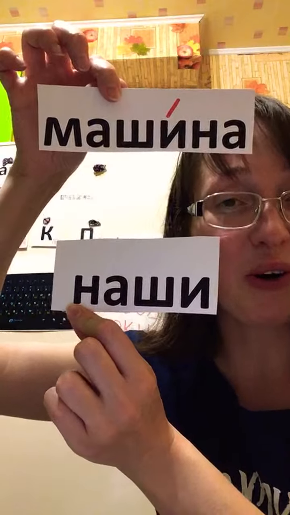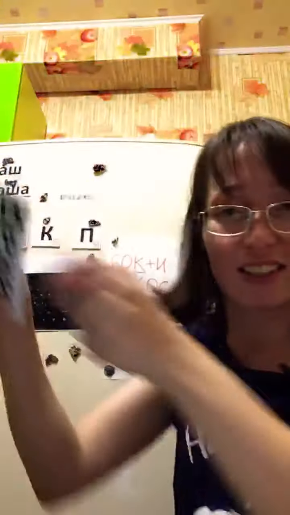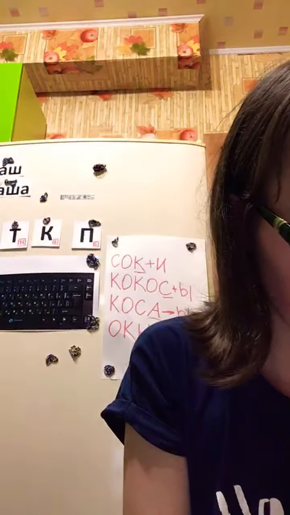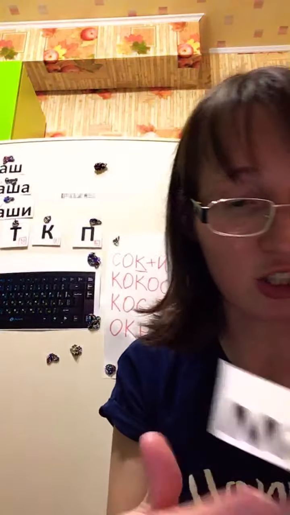Okay, the next word is really long again. Read it by yourselves first. 1, 2, 3. I found this word. I found наши. Oh my god. I found it in the end of all the words. Наш, наша, наши. So again, let's get back to that word. Read it by yourselves again. 1, 2, 3, 4. Машина.